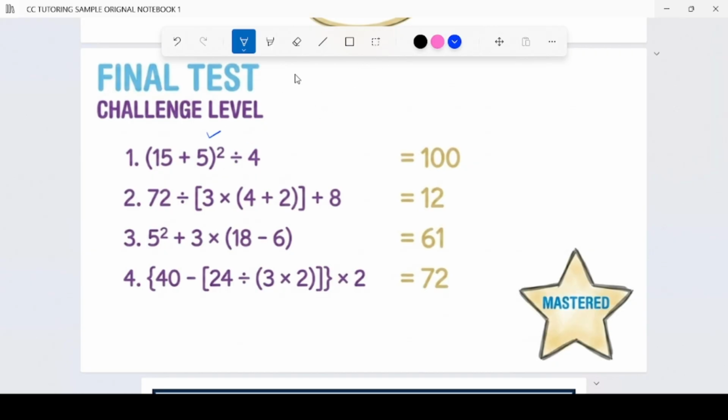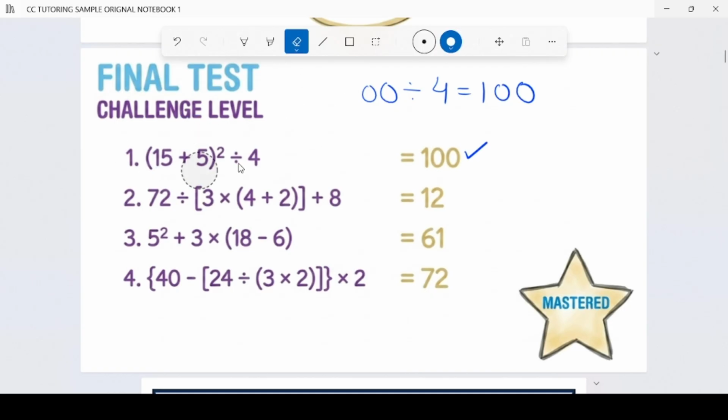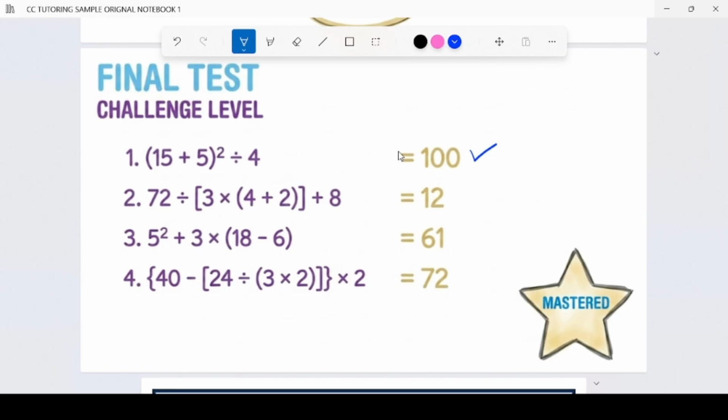So 15 plus 5. First of all, I have the bracket. I'll solve 15 plus 5 equals 20. 20 squared divided by 4. According to BODMAS, order comes first. So 20 squared, 20 multiplied by 20, and that is 400. Let me just confirm it. 20 multiplied by 20 is 400, divided by 4, the answer is 100. Yes, I am correct. Let me do another one so that you can have an idea, and we'll tell you all the answers. So this one is correct.